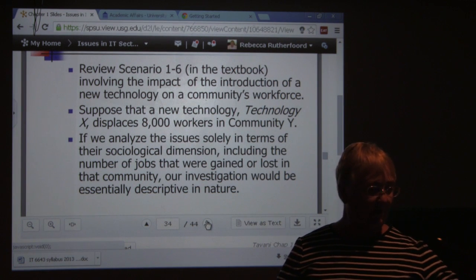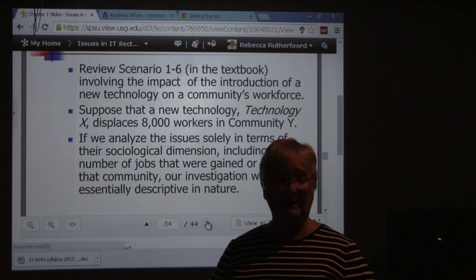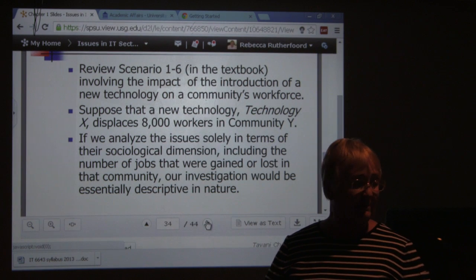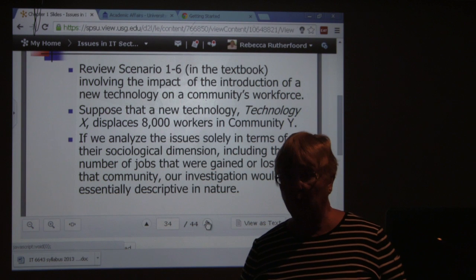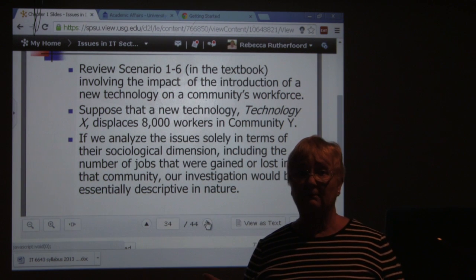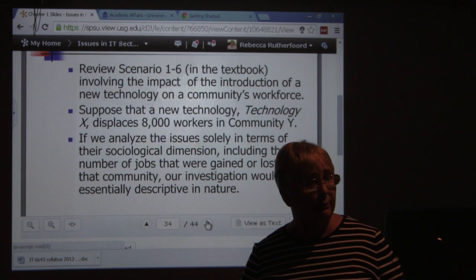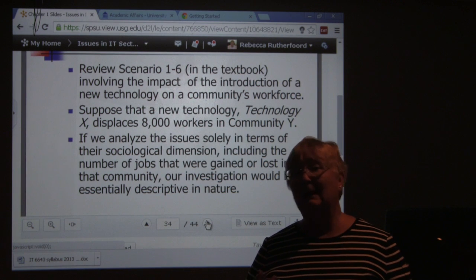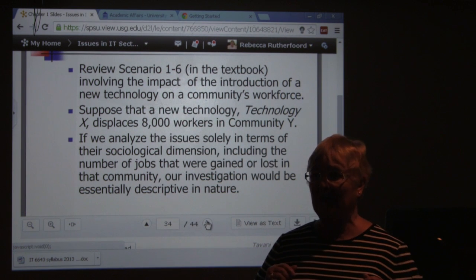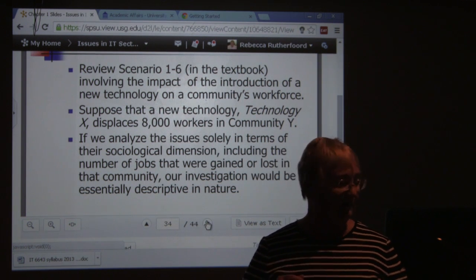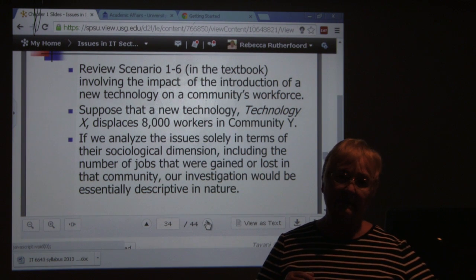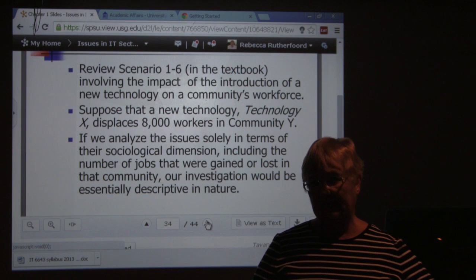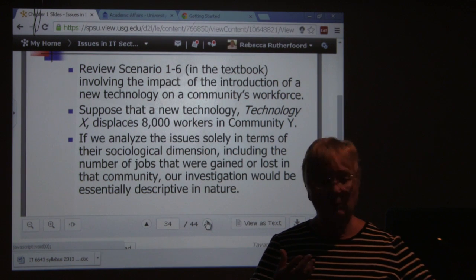This is another example, another scenario, that really talks about the displacement of people by technology. That has been a huge, at least moral, not exactly ethical, but moral dilemma that we've come up with. And so we have to look at what was lost and what was gained, and what we can do about it.